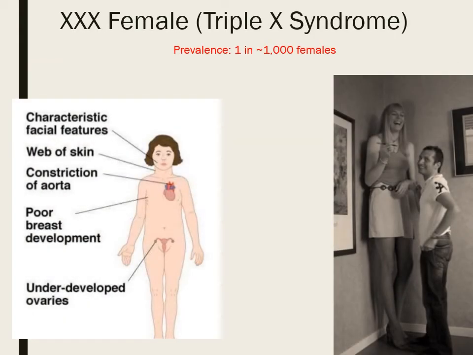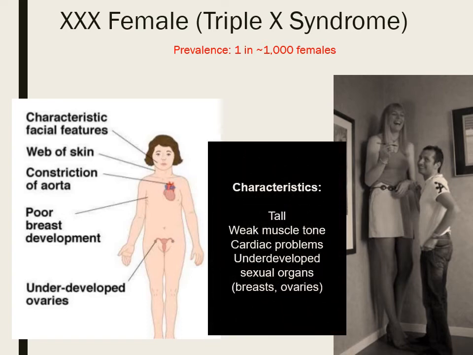The second type of aneuploidy of the sex chromosomes that looks phenotypically female is triple X syndrome. These females have an extra X. This is the same prevalence as Turner syndrome, so we're looking at 1 to 2 on a typical college campus. Individuals with triple X tend to be tall and have some weak muscle tone and cardiac problems overall. They may have underdeveloped sexual organs, breasts or ovaries, but in general, it's very hard to pinpoint these individuals based on appearance alone. Other than being tall, that's really the only symptom you might see, at least externally.